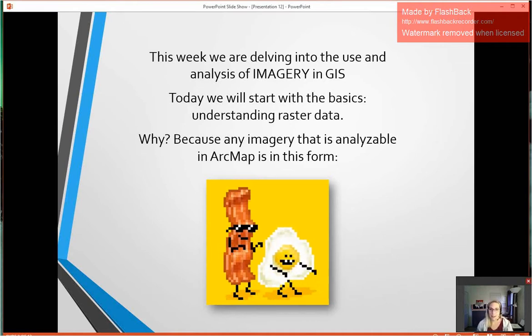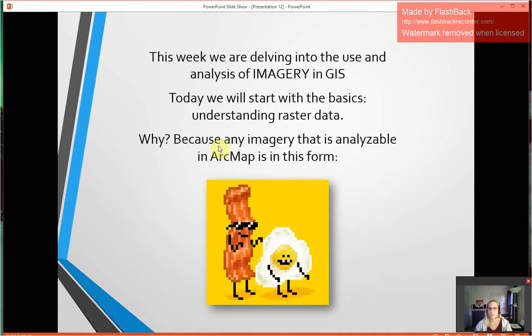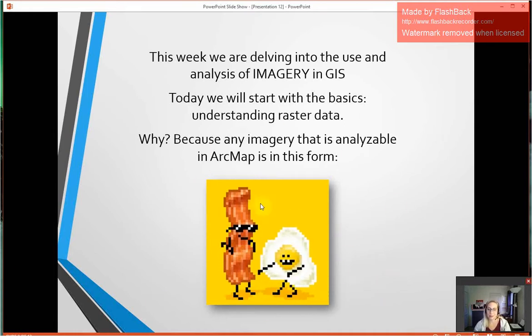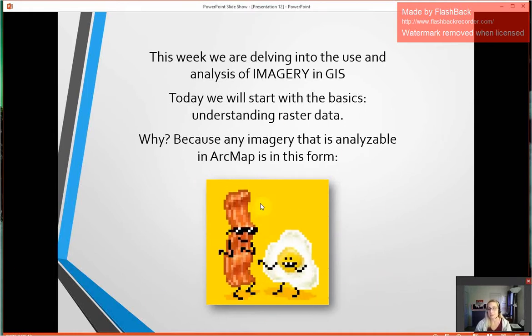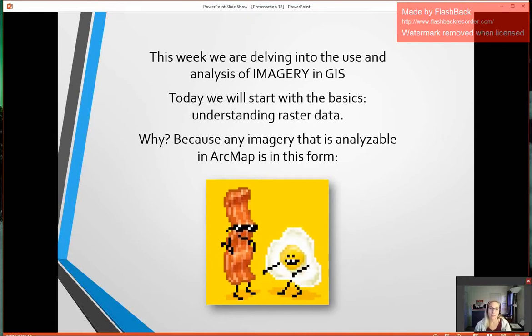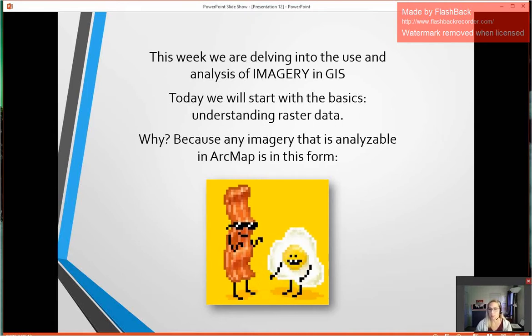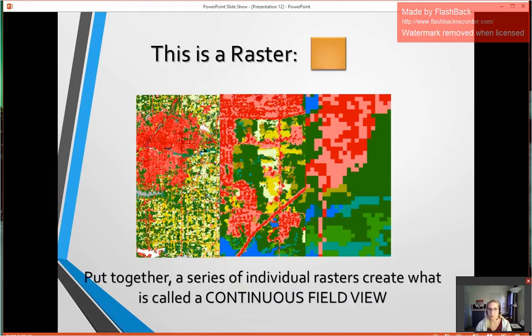Why? Because any imagery that is analyzable in ArcMap is in this form. So not necessarily bacon and eggs with sunglasses, which would be pretty awesome, but we are looking at pixelized imagery, or the concept of the pixel. So this is a raster. It's a square, and it's a square that contains lots of data. It also contains geospatial data, which is why it makes it specific to our purposes.